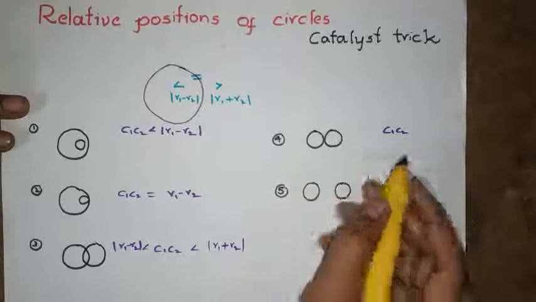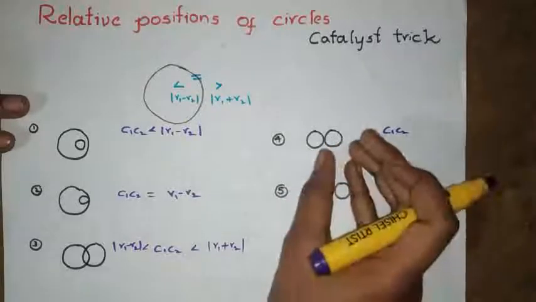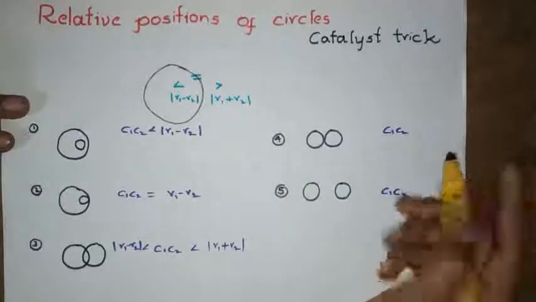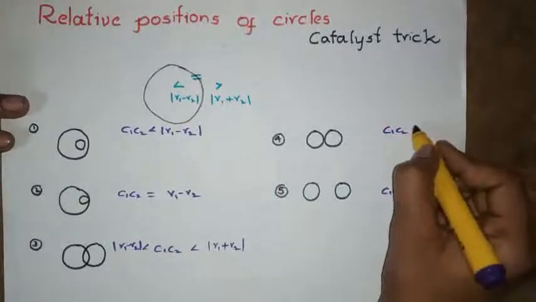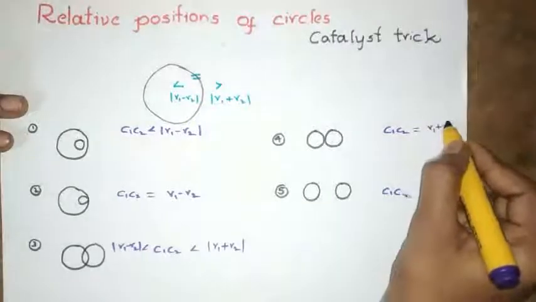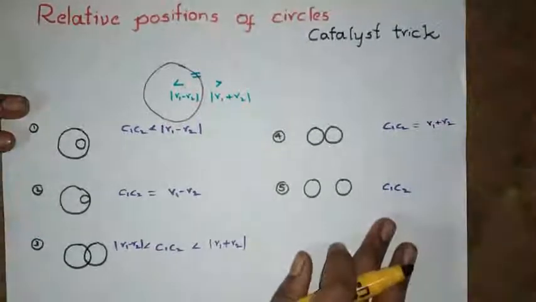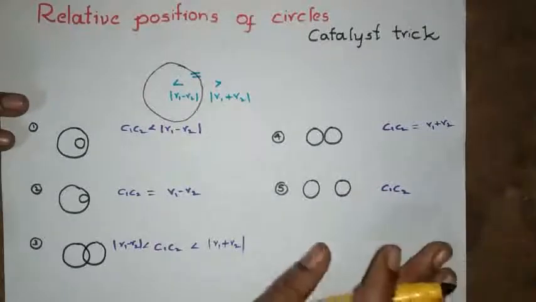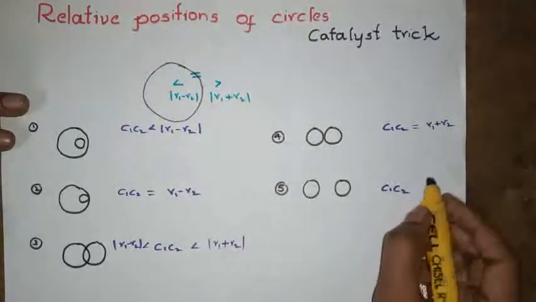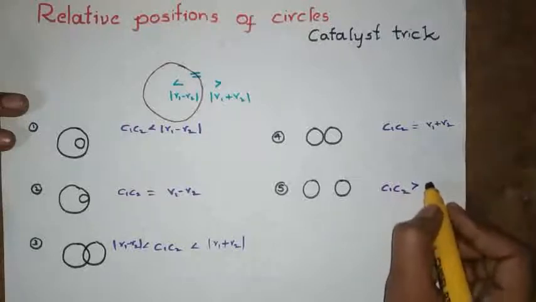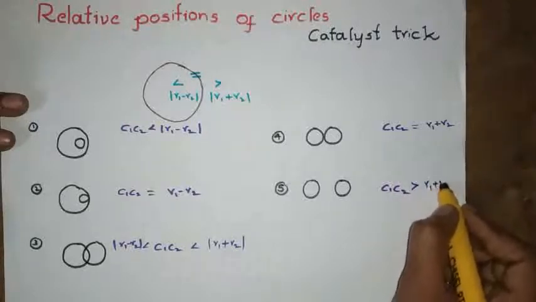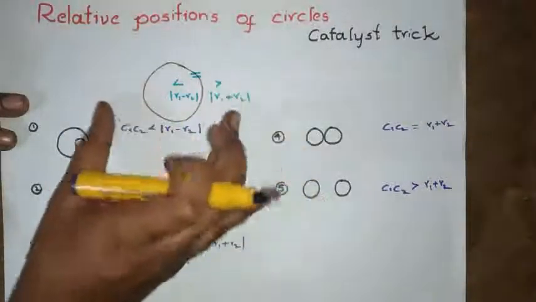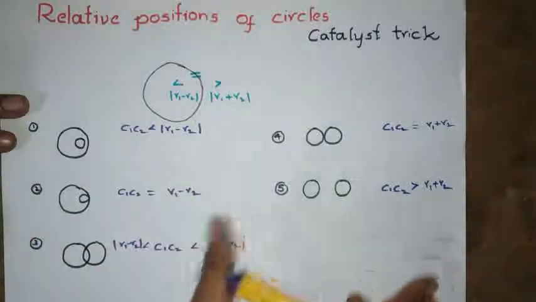And this touches the circle and totally lies outside. So it will be equal to R1 plus R2. Okay? And this completely lies outside and it doesn't touch. So it will be greater than R1 plus R2. Okay? You can take the standard reference and you can get the formulas for this.